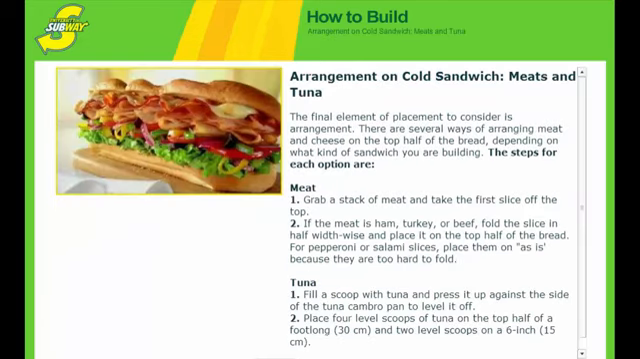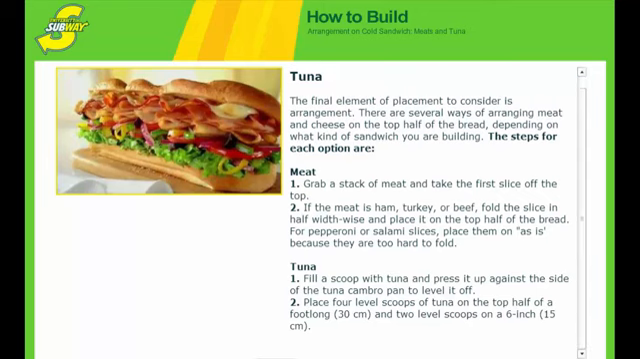The final element of placement to consider is arrangement. There are several ways of arranging meat and cheese on the top half of the bread, depending on what kind of sandwich you are building. The steps for each option are: 1. Grab a stack of meat and take the first slice off the top. 2. If the meat is ham, turkey, or beef, fold the slice in half widthwise and place it on the top half of the bread. For pepperoni or salami slices, place them on as is because they are too hard to fold.